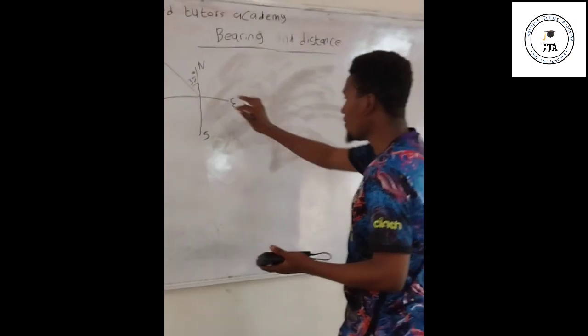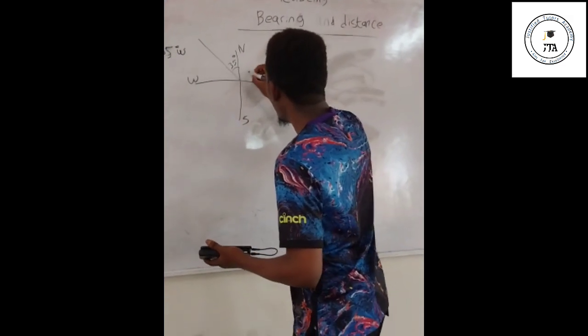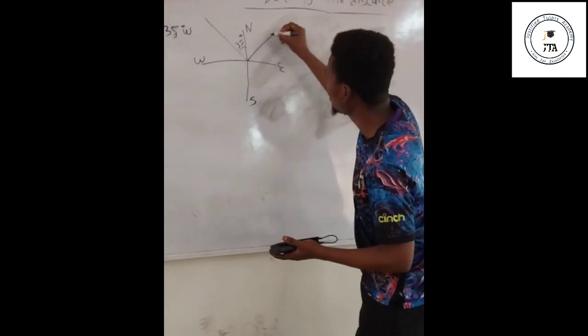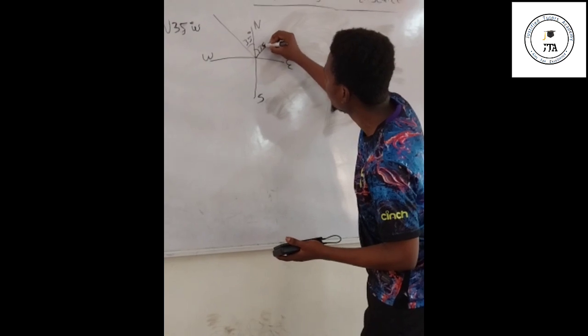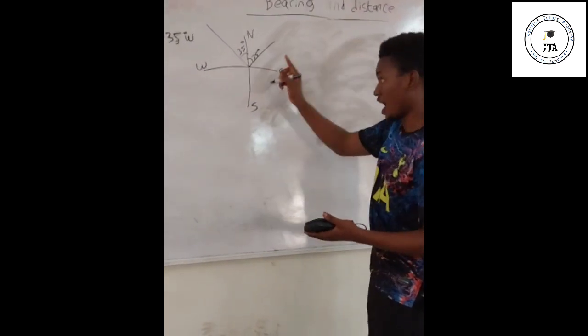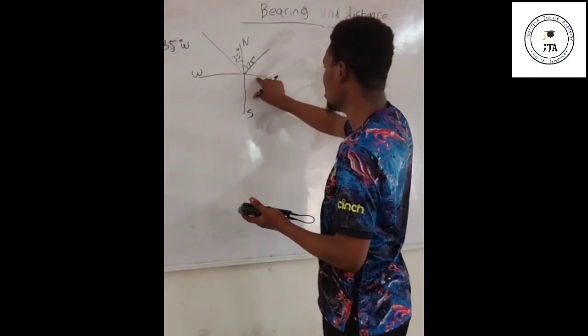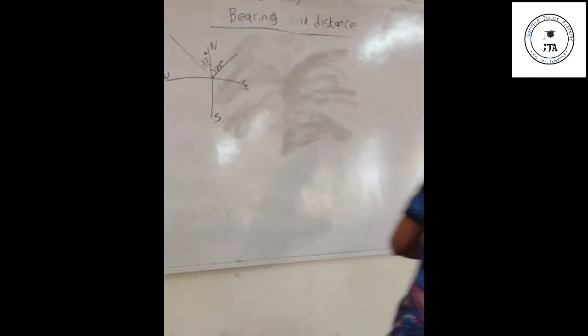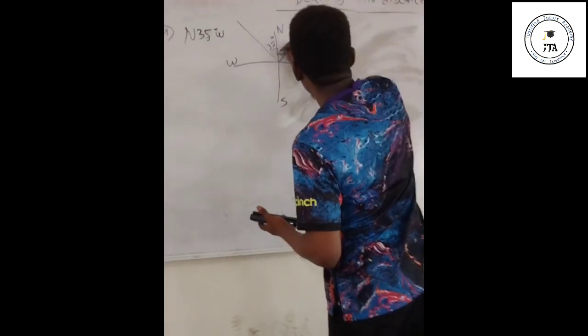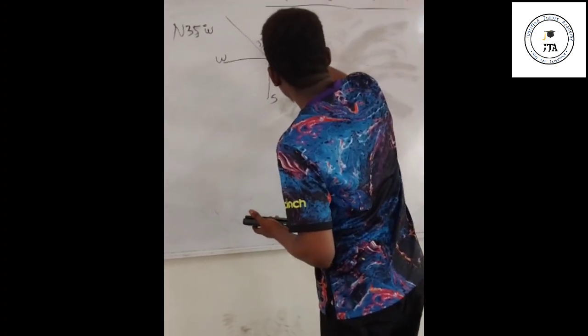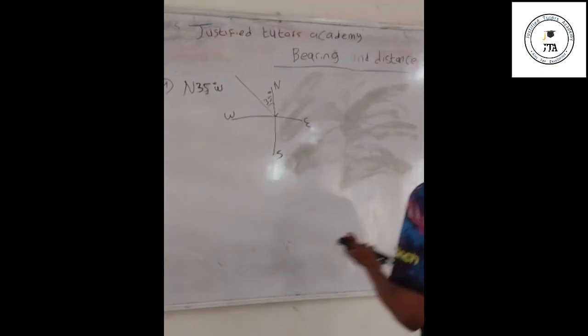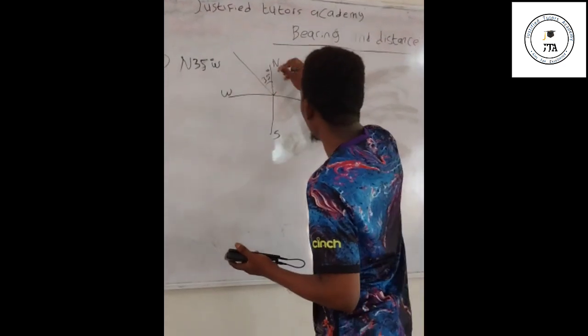Are you getting me? If it is northeast, to be like this, to be at this point. So that's it. Never ever put your degree on the east region or the west region. Please take note of that. So now this is our correct diagram.